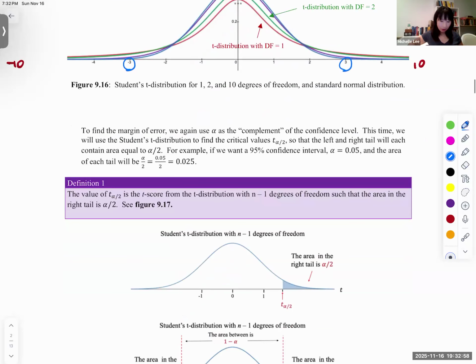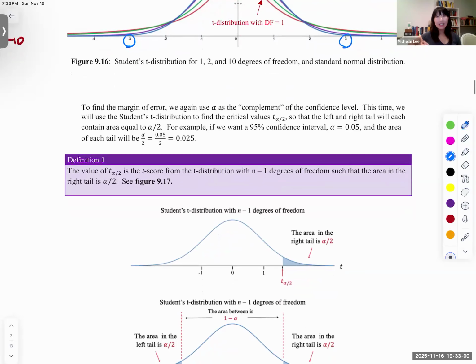The definition again: we have t sub alpha over 2. It's a t-score, a t value, with n minus 1 degrees of freedom. It's the same as the z critical value. They talk about the area of the right tail. So does this one. What's t sub alpha over 2? It's the area of the right tail.